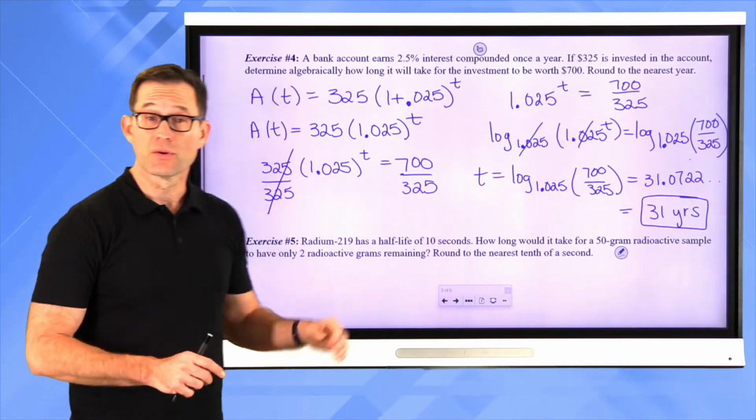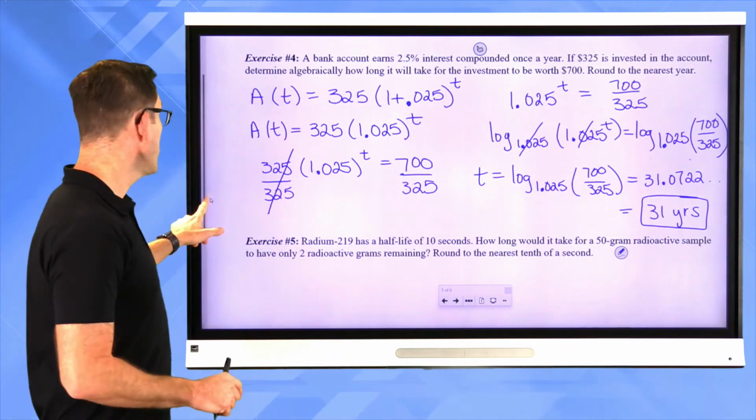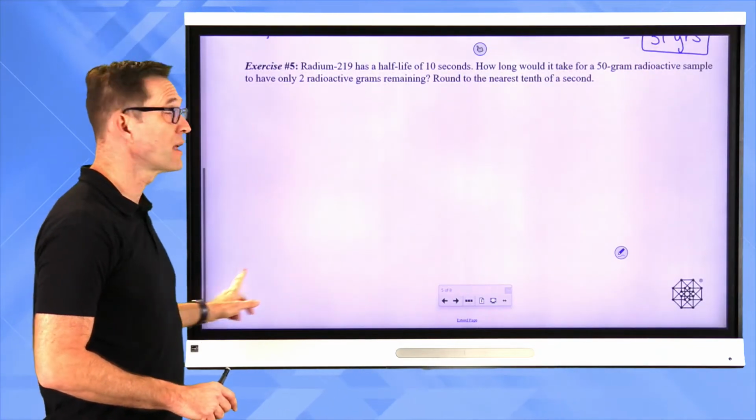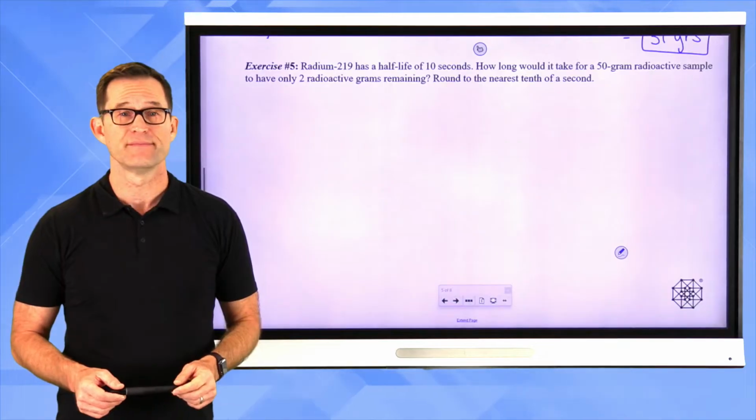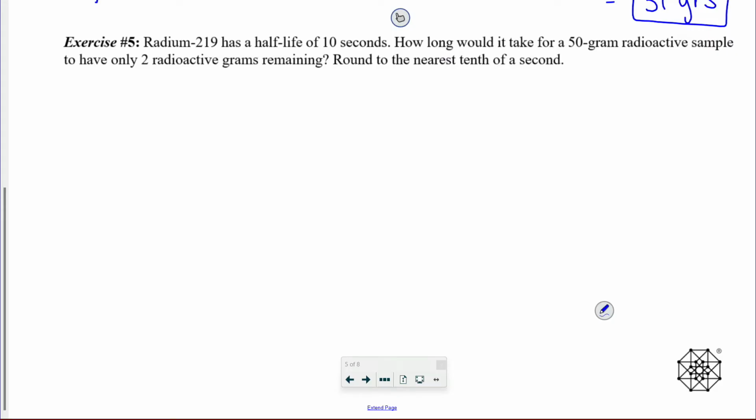All right, so great little review of a growing exponential using interest. Let's take a look at maybe one that is actually decaying, exercise number 5. Radium-219 has a half-life of 10 seconds, very fast. How long would it take a 50-gram radioactive sample to have only 2 radioactive grams remaining? Round to the nearest tenth of a second.